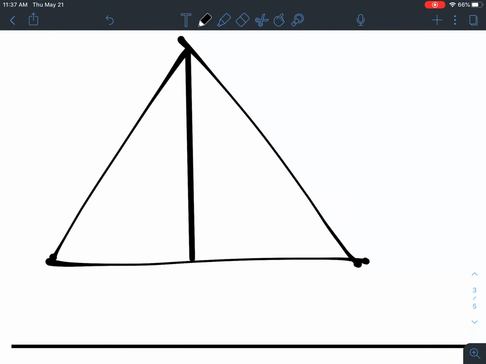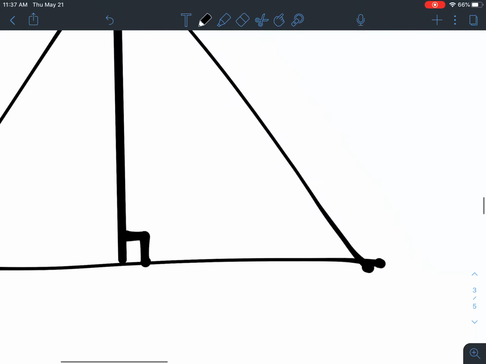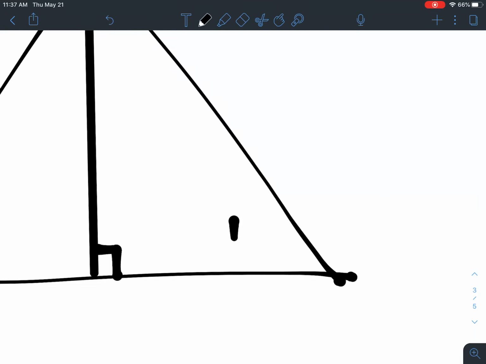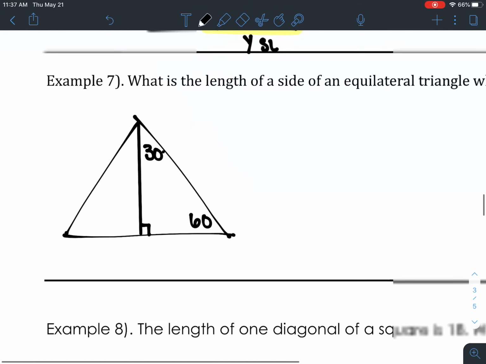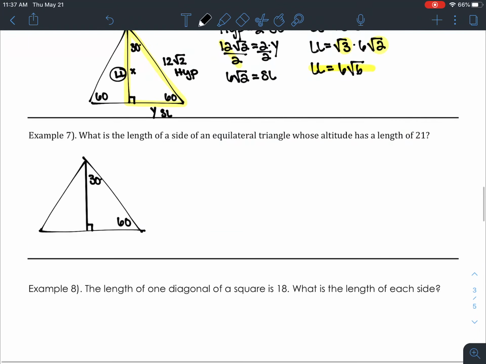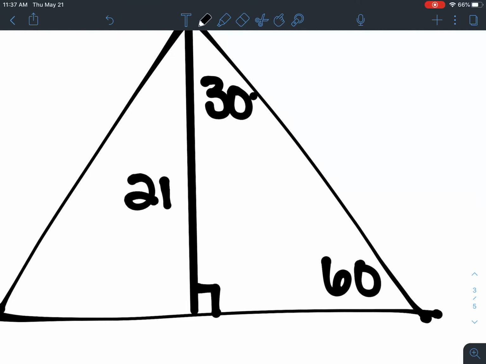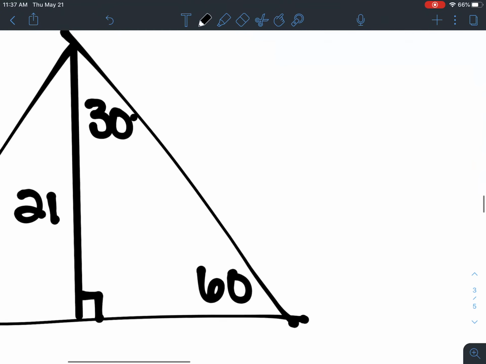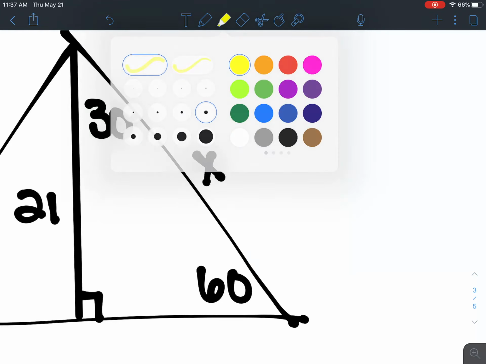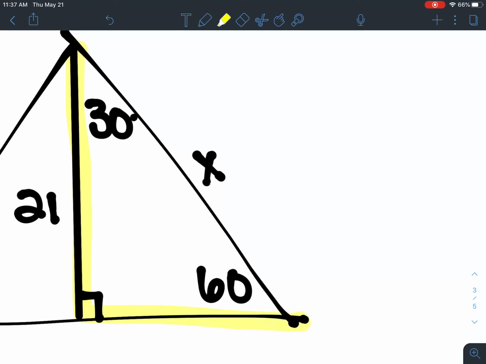So it's the same kind of setup here, guys. We have this right angle. We know that the angles within an equilateral triangle are 60 degrees, which means that this angle right here has to be 30 degrees, okay? This time it's telling us that the altitude has a length of 21, and what we need to find is the side length of the triangle, so I'm going to label that as x. We're just focusing on that triangle right there.